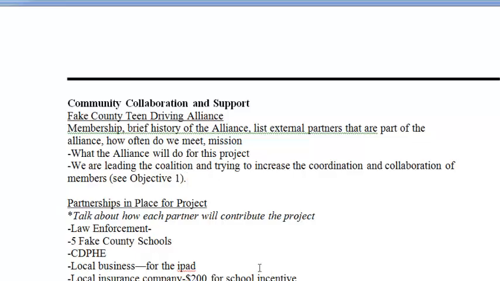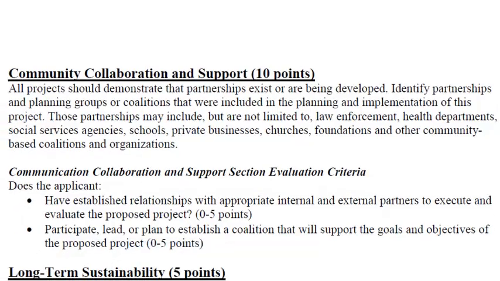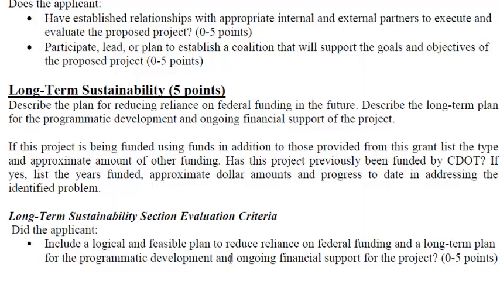Well, just to quickly review our evaluation criteria, I think we'll be able to show just from that brief outline that we've established relationships with our appropriate internal and external partners to execute the project, and that through the Fake County Teen Driving Alliance, we have the partnerships in place with those members to support the goals and objectives of this proposed project. All right, that wasn't too bad. All right, that's it. Next, we'll talk about long-term sustainability.